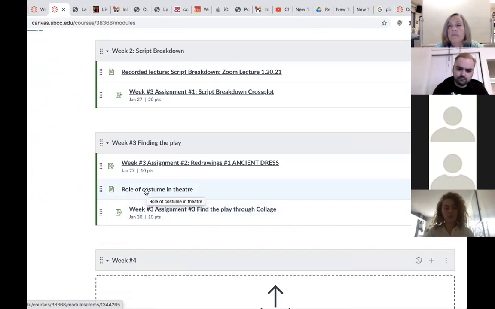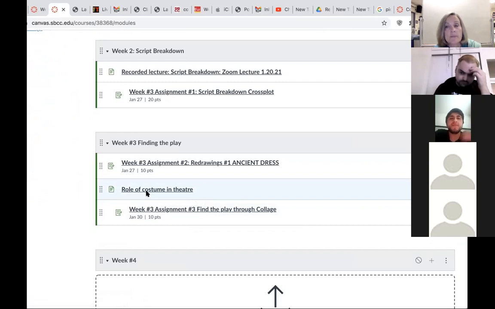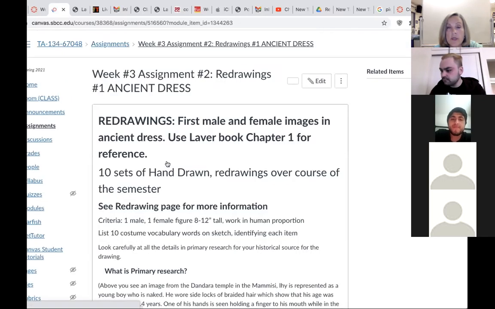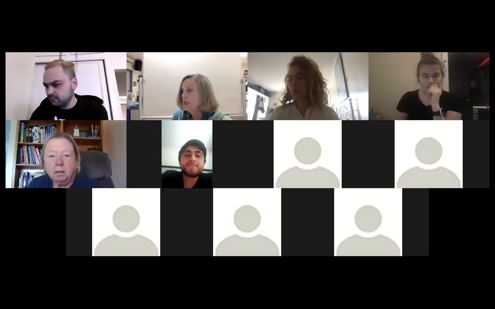All right. I did have a question about the assignment. The redrawing assignment? Yeah, the redrawing assignment. So both male and female, one each, from that era, that time era or something? Yeah, look at, and here's what it says in your assignment. Look carefully. Use the book, chapter 1, for reference. Oh, okay. Let me just stop the share for a sec. I'll get my book out.